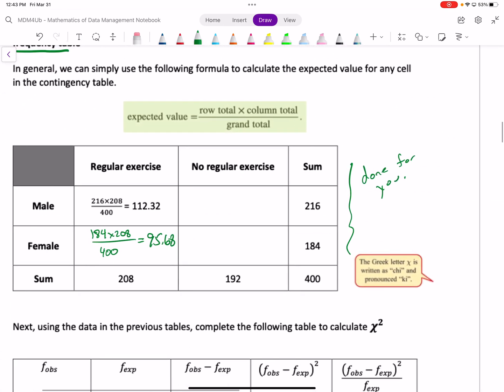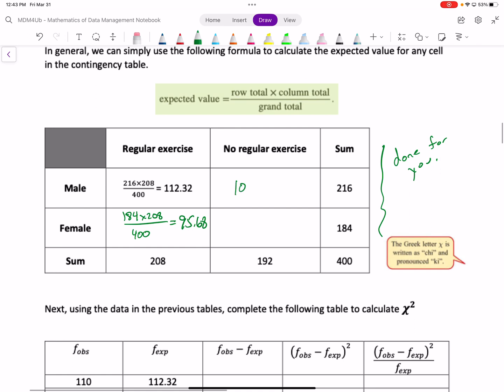So I'm going to put in the other ones just as the answers. So this one would have worked out to 103.68. This one's 88, I believe, 0.32. Wait, so what is this showing? This is the expected frequencies table.